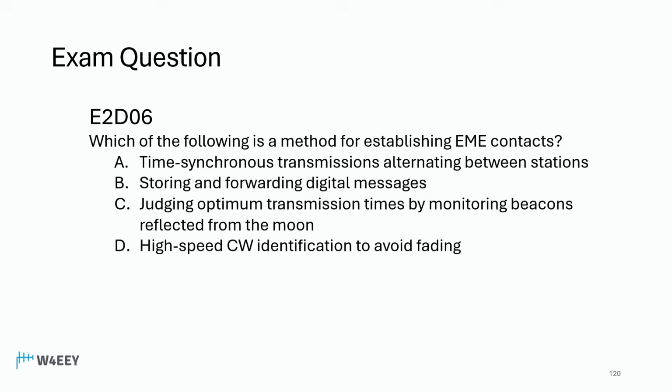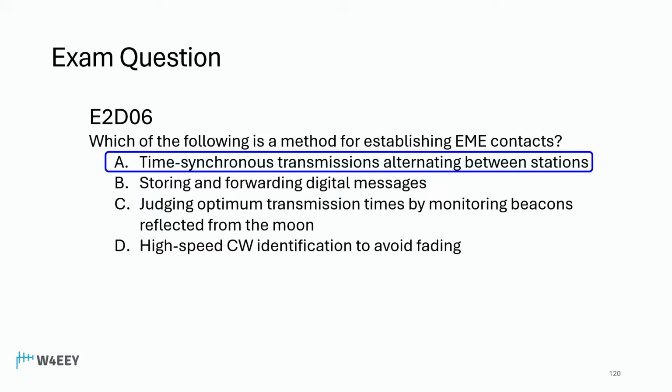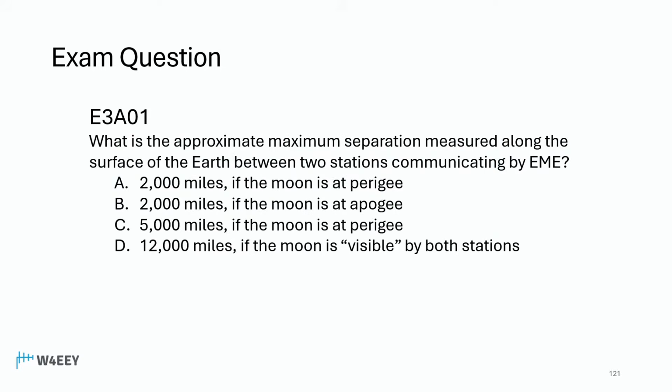Uh-oh, did I stump you? Alpha. It is alpha. Time Alpha synchronous transmissions alternating between stations. What is the approximate maximum separation measured along the surface of the Earth between two stations communicating by EME?